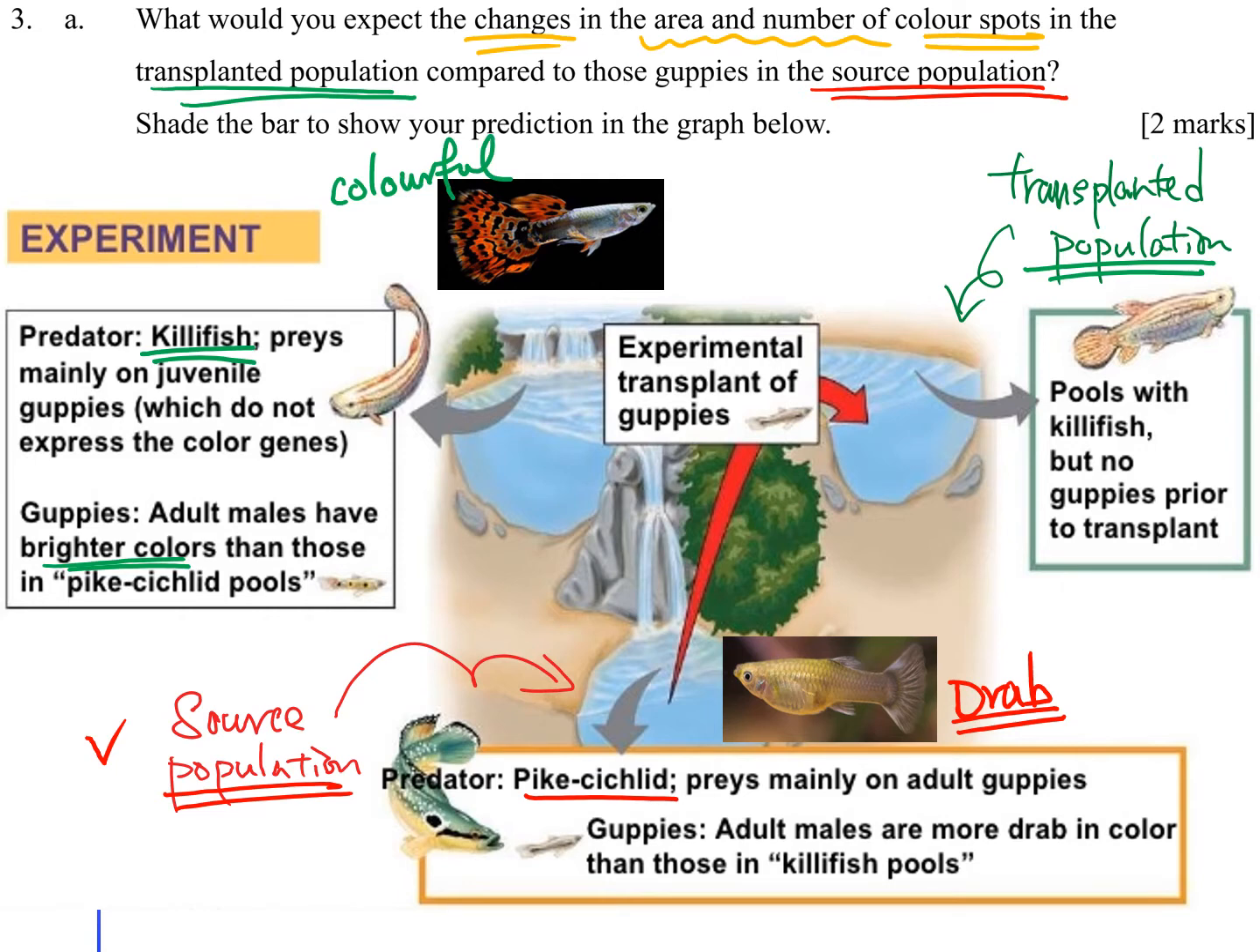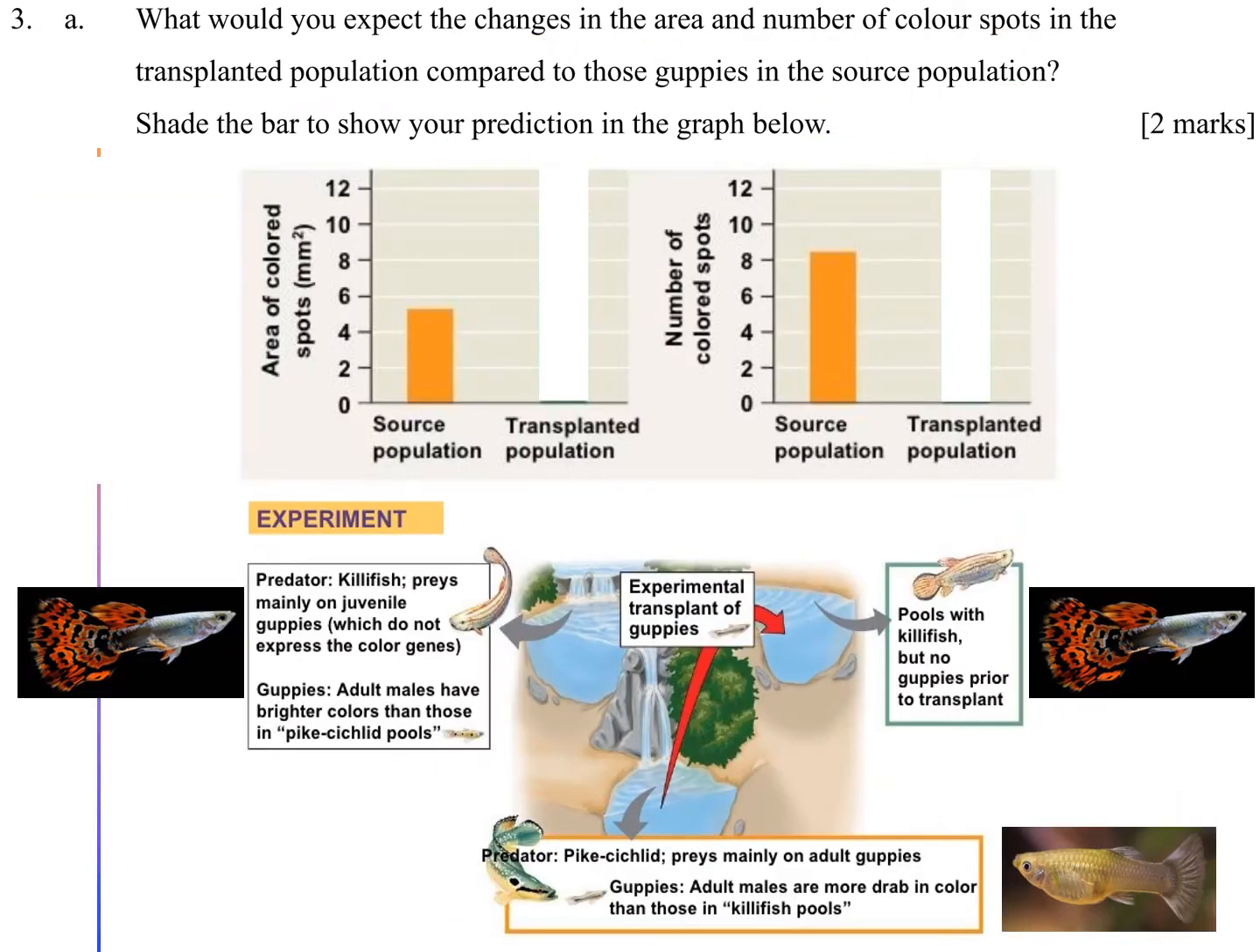Now, in the transplanted population, it has the predator called killifish. What will the guppies look like? Will they look more colorful or more drab? What is your answer? Based on the pool with the killifish as the predator, the guppies should all look colorful. So therefore, if the pool has the killifish, the guppies should look colorful.